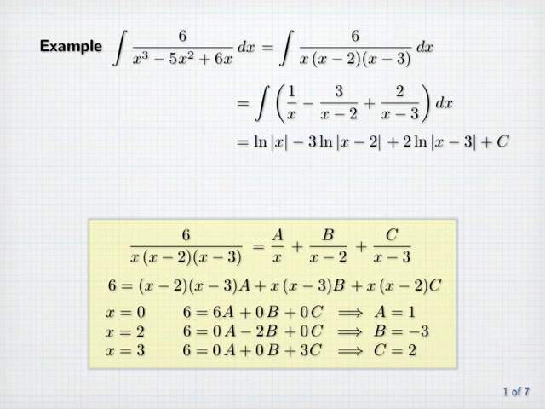Finally, let's note that it's possible to use log properties to combine all 3 log terms into one.